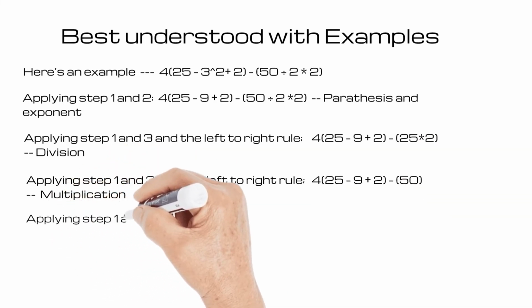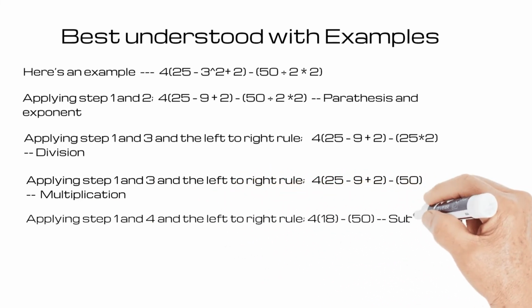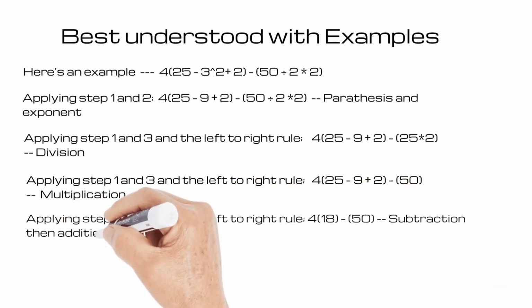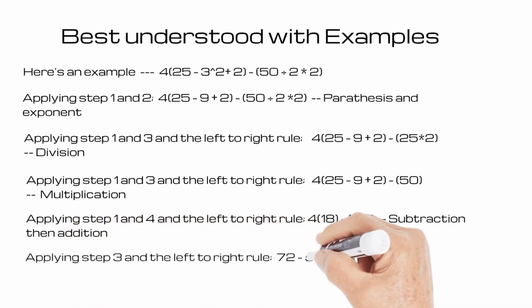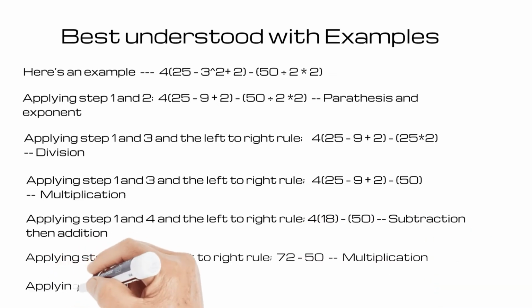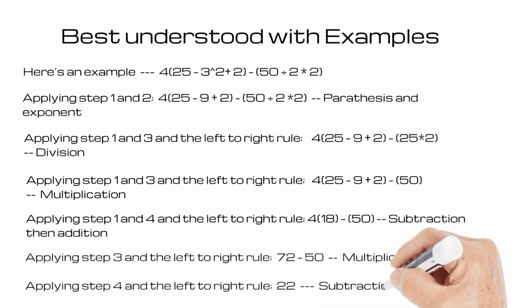Applying step 1 and 4 and the left to right rule we get 4 multiplied by 18 subtract 50 using subtraction then addition rule. Applying step 3 and the left to right rule we get 72 subtract 50 using multiplication rule. Applying step 4 and the left to right rule we get 22 using subtraction rule.